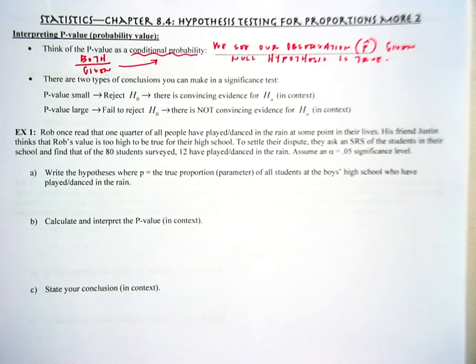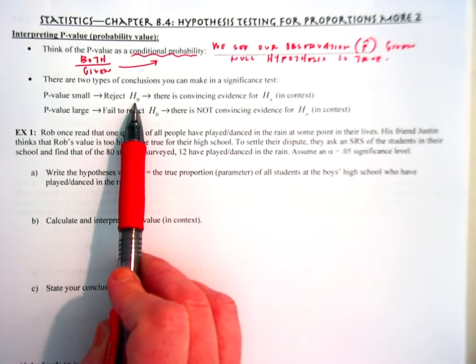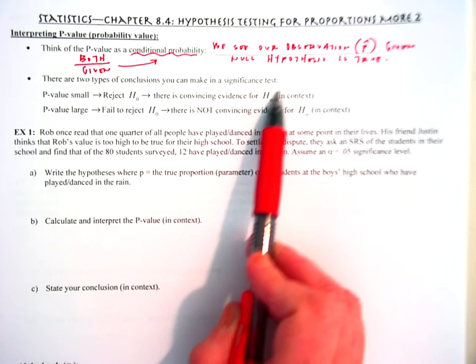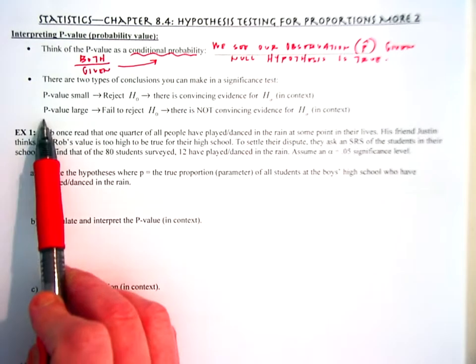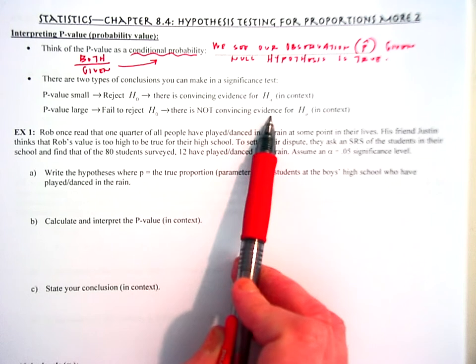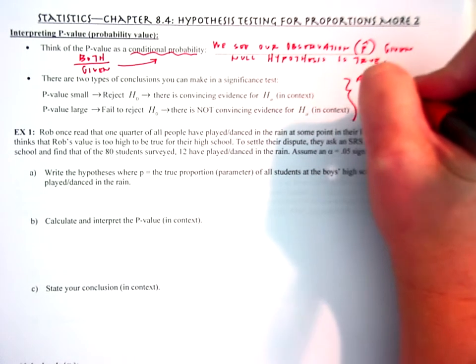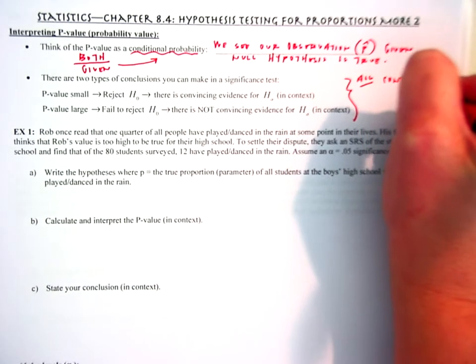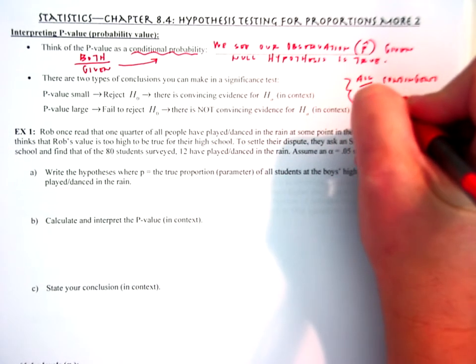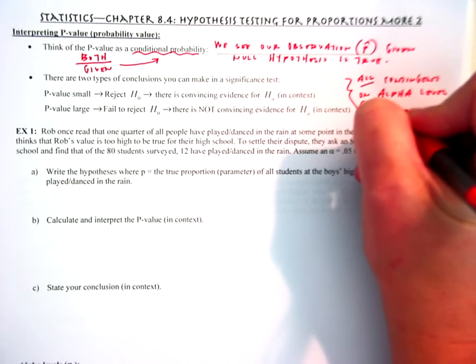So there's really two types of conclusions that you can make. We are totally contingent on what the alpha level, the significance level, is. If our p-value is smaller than that threshold, we reject the null hypothesis. We think there is convincing evidence for the alternative, and then we just add our context. If the p-value is larger than that threshold, we fail to reject the null hypothesis. We say there is not convincing evidence for the alternative. But I want to add here that this is all contingent. It all relies on the alpha level, which I could also call the significance level.